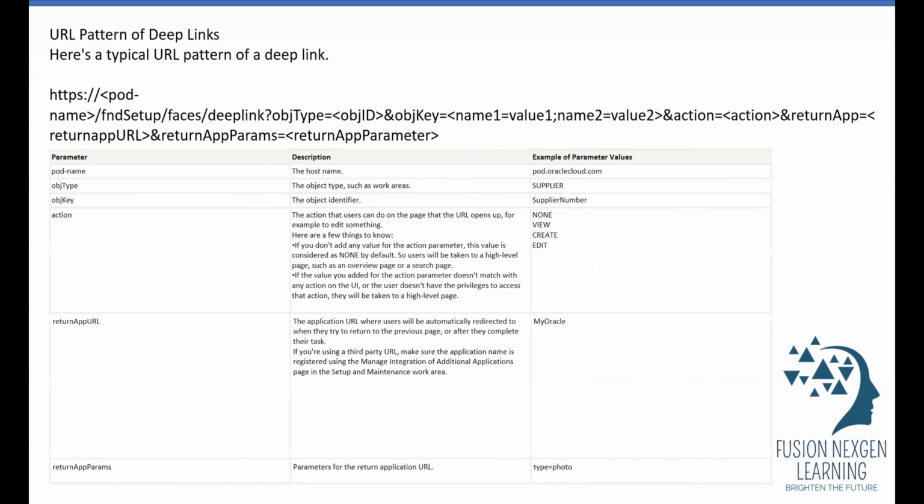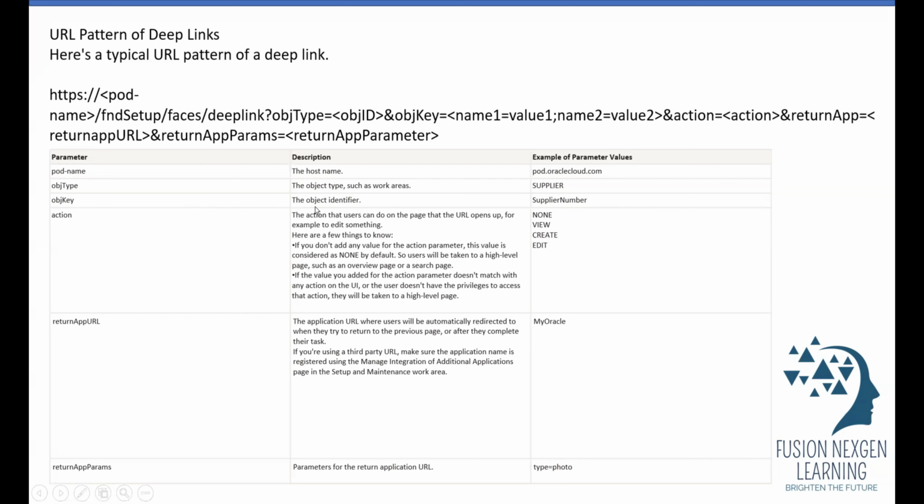Now coming to the URL pattern of deep links. So these are the typical URL for the deep link, and these are the parameters. As I mentioned, the pod name is the host name, that is your URL. Then object type, such as work areas, such as supplier, buyer, payable specialist, like that.